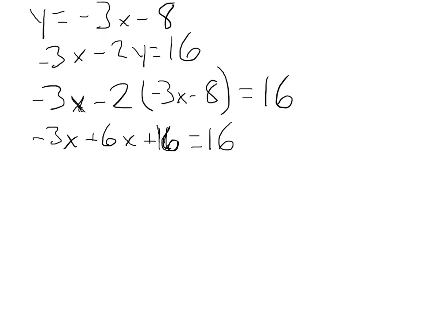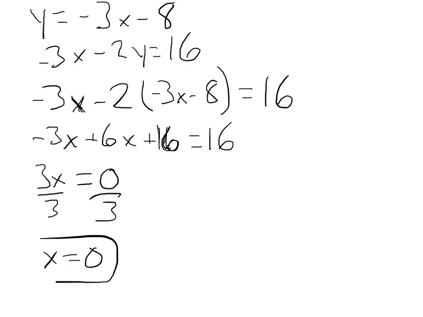And then from here we can combine like terms, so negative 3x plus 6x is positive 3x, and then we have 16. We'll subtract 16 from both sides, so we'll have 3x equals 0. And then the final step is just to divide by 3, and 0 divided by 3 is 0. So we'll have x equals 0. So that's our x value.